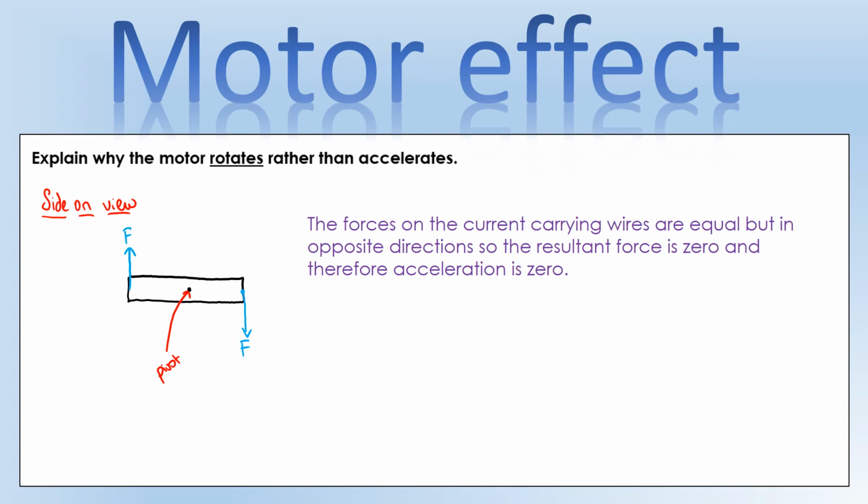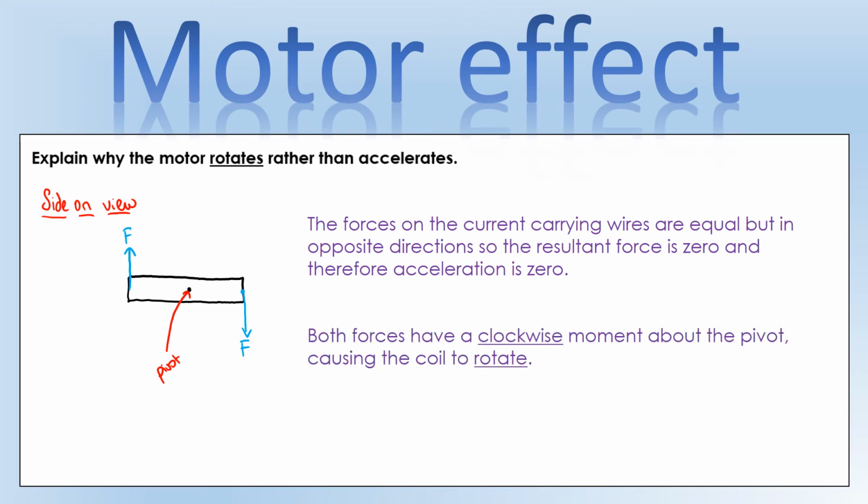In terms of why it doesn't accelerate, well, those two forces are equal and opposite. So the resultant force is 0, and therefore acceleration is 0. So it's not going to accelerate upwards or downwards or anything like that. However, the thing to notice is both forces in this case have a clockwise moment about the pivot, and that causes the coil to rotate. So that's why it rotates, because we've got a moment that's non-zero, but it doesn't accelerate because the resultant force is 0 here. Okay.